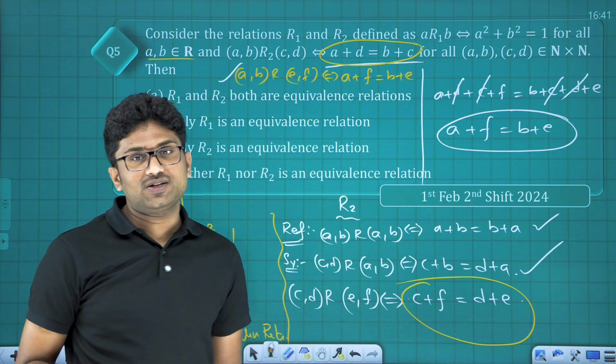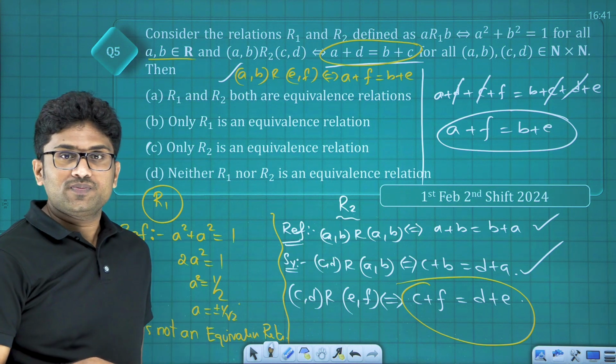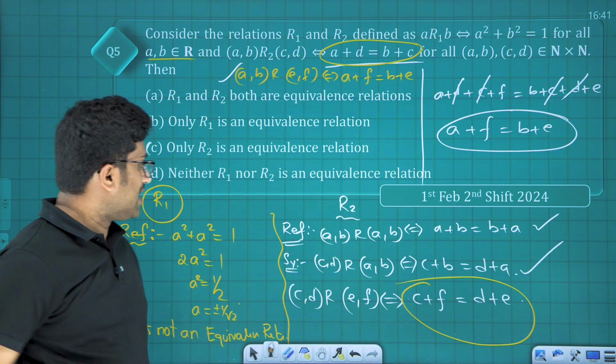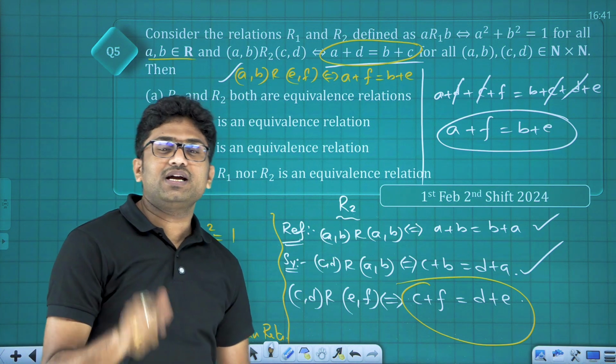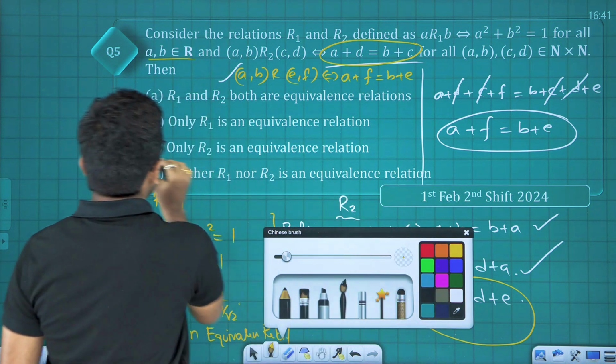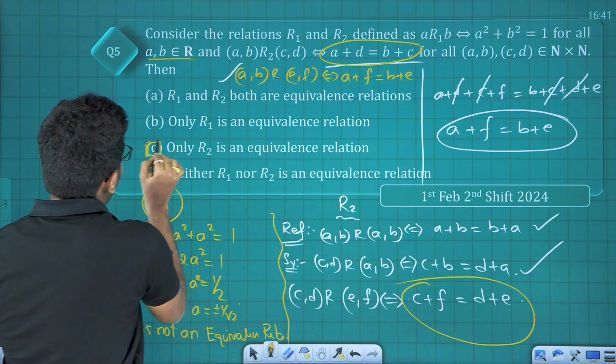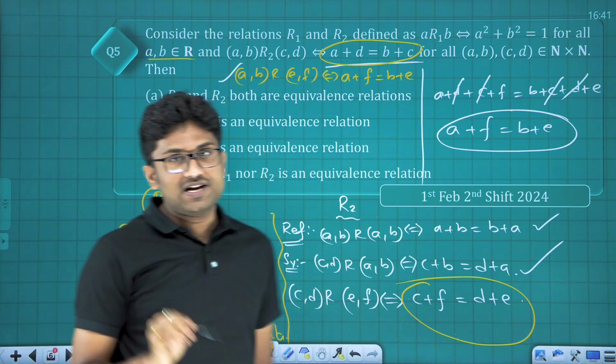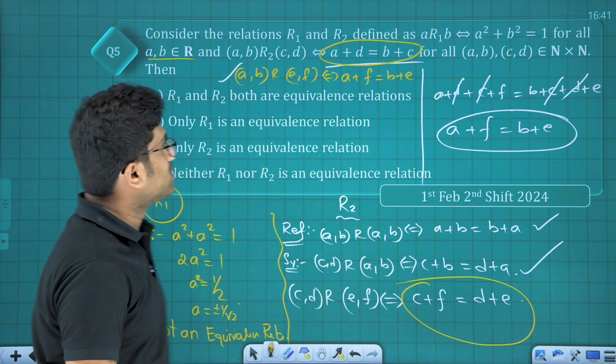Clearly R2 is transitive. So R1 is not an equivalence relation. R2 is reflexive, symmetric and transitive. That means only R2 is an equivalence relation. Only R2 is an equivalence relation. Clear? Next question.